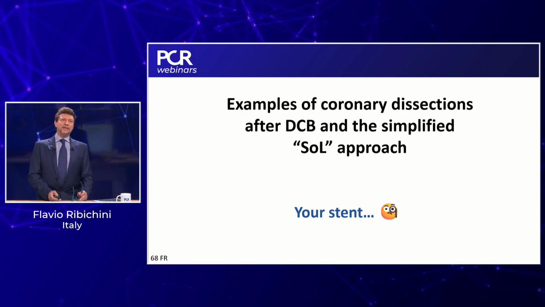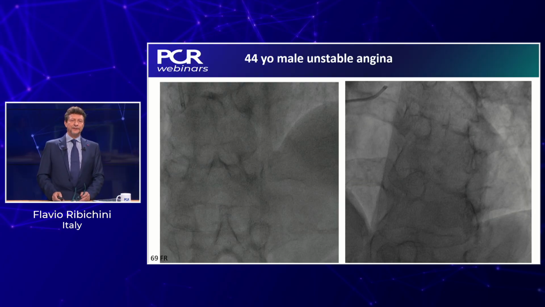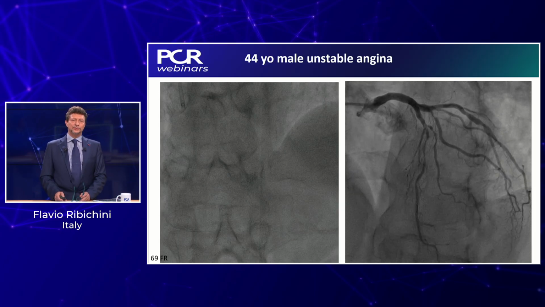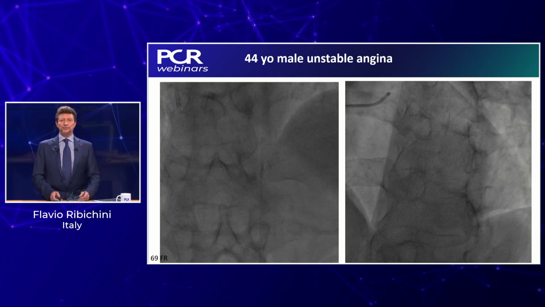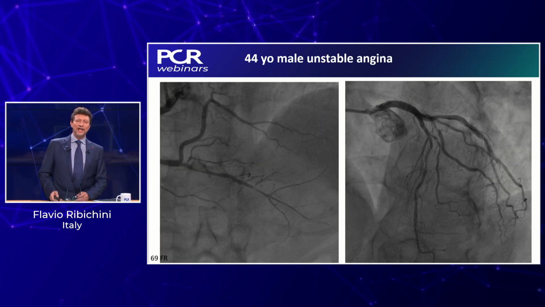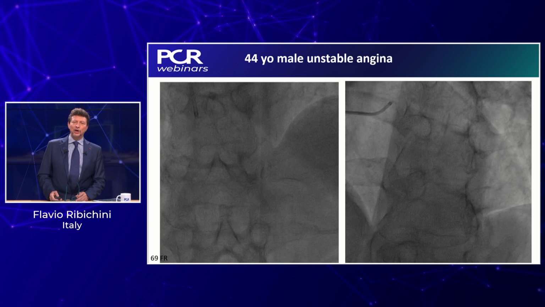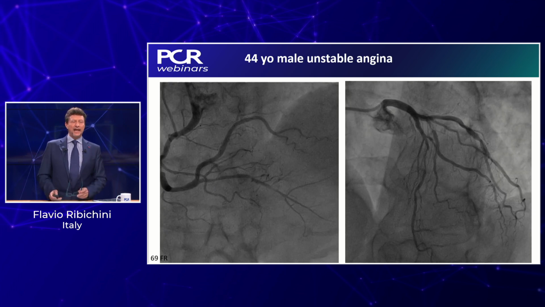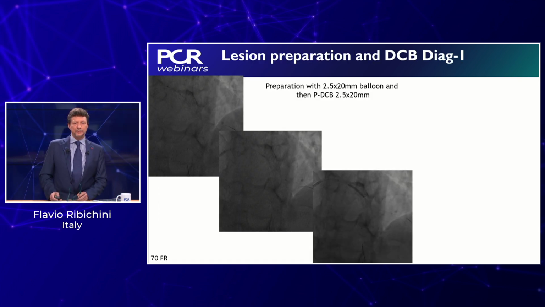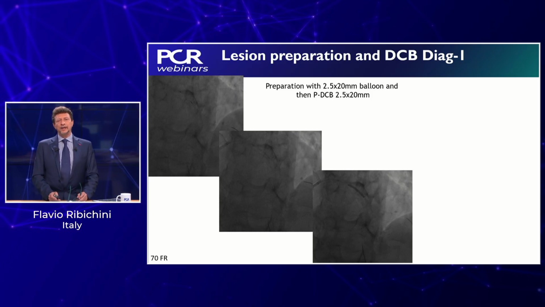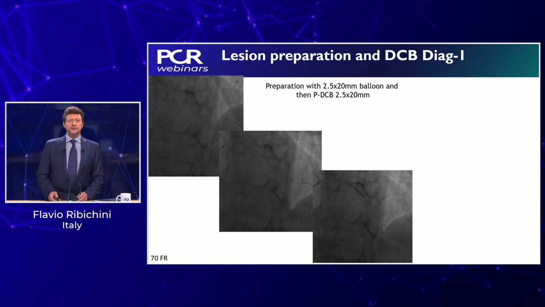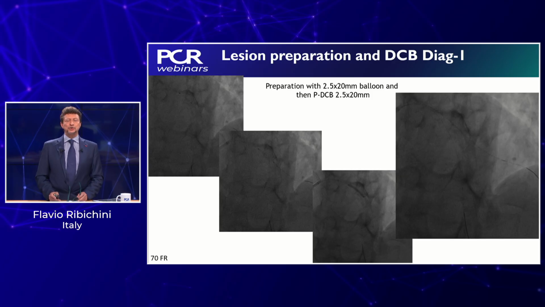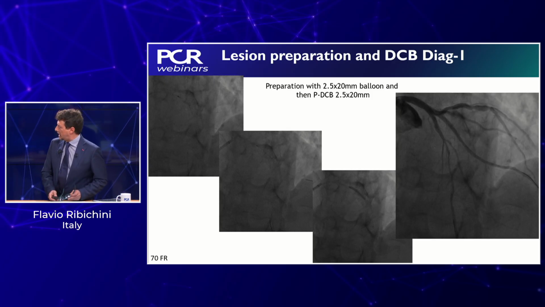Of course, there are some cases where you need your stent, and here, Bruno, I would like to know your comments on this. It's a case performed in Verona. It's a young male with small vessels with long lesions, so ideal anatomy for a drug coating balloon. You see, we start with a preparation with a 2.5 semi-compliant balloon in the first diagonal, and then a 2.5 paclitaxel coated DCB, and it looks great.